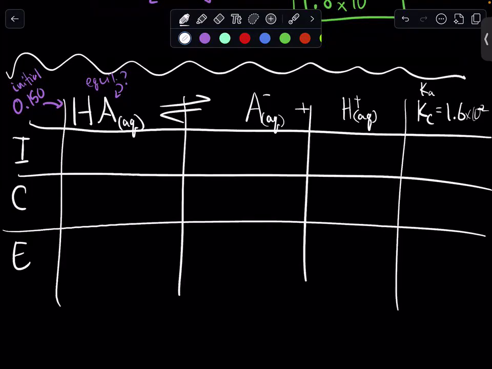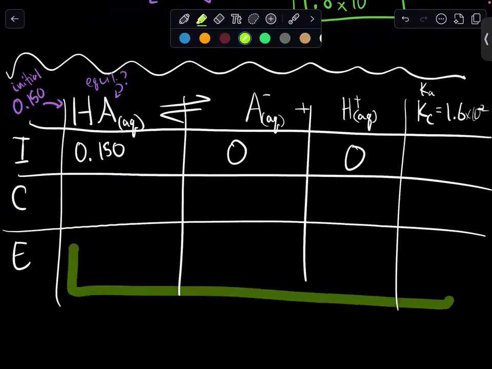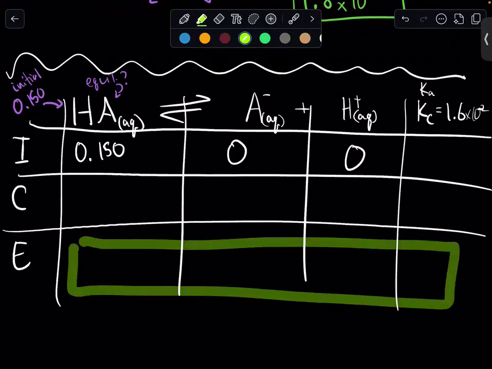And of course, we know our initial values are going to be 0 and 0 for the products, and we also know it's 0.150. But now we don't know the change because we're looking for these equilibrium values. So we have to do what we do in math when we don't know a value and we need a stand-in for a number we don't know. We're going to use a variable.